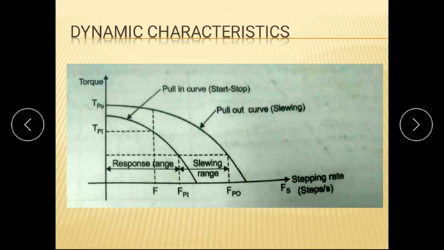It has two curves, pull in curve and pull out curve. Pull in curve means it is the start stop curve. That is our operating curve. Pull out curve is the slewing curve. That is the high speed curve.